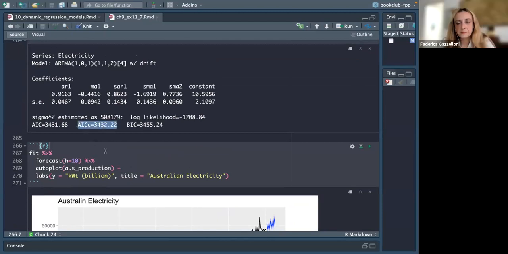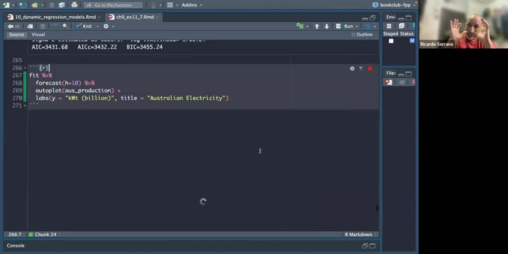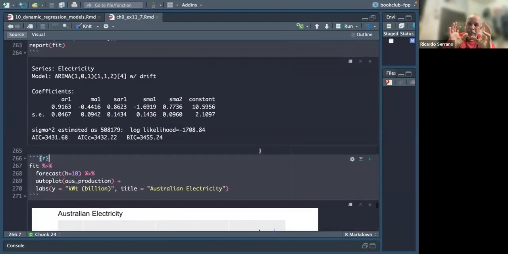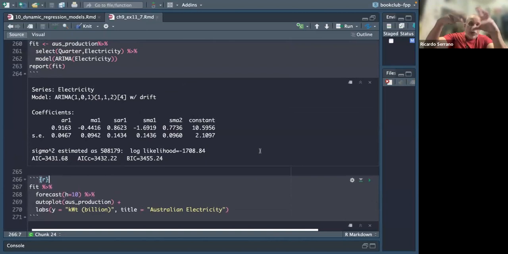Okay. Sometimes ARIMA does a good job, but sometimes it doesn't. Because remember, the state space model is constrained to a chunk of that space. It's not going to do everything.